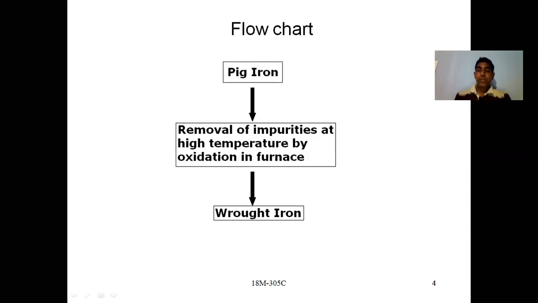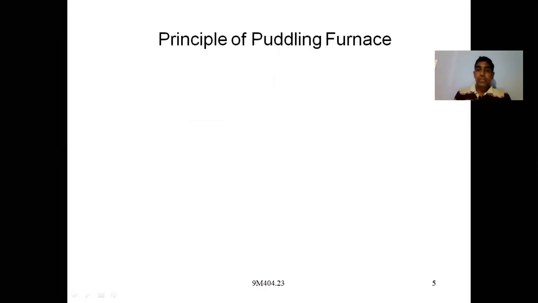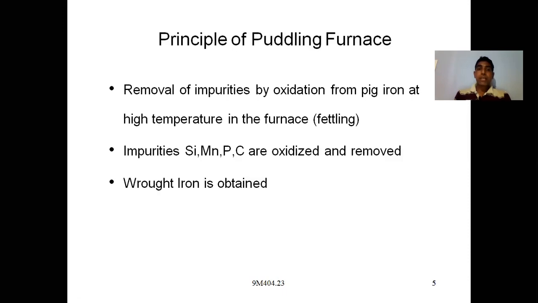So how are you going to get wrought iron? You are going to get wrought iron by removing the impurities by an oxidation process at high temperature in a furnace. From pig iron, you are going to get wrought iron. So this is the principle, and it is clearly explained here.